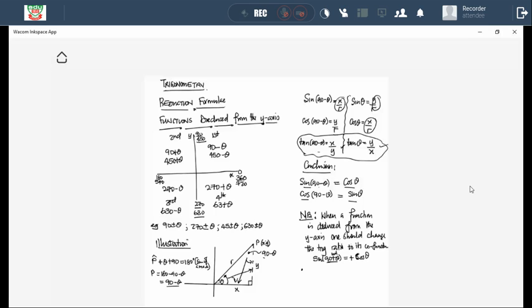Okay. The next important conclusion there is when a function is deduced from the x-axis, one should or you must keep or maintain the same, underline the word keep, or maintain the same trig function when simplifying.